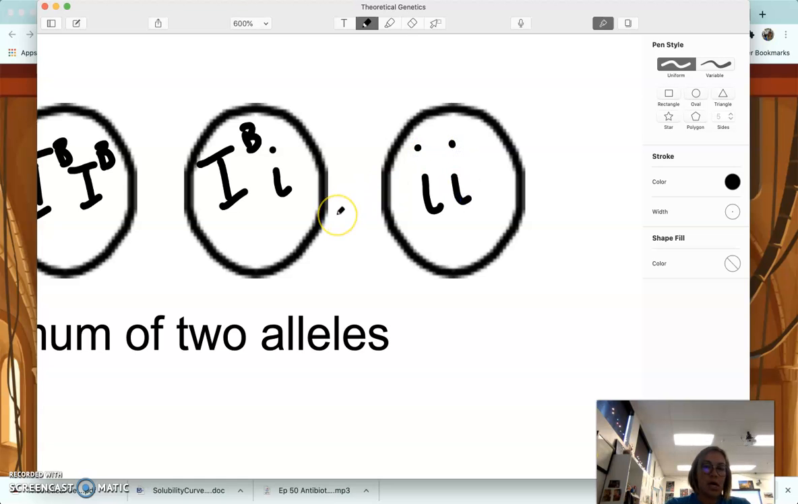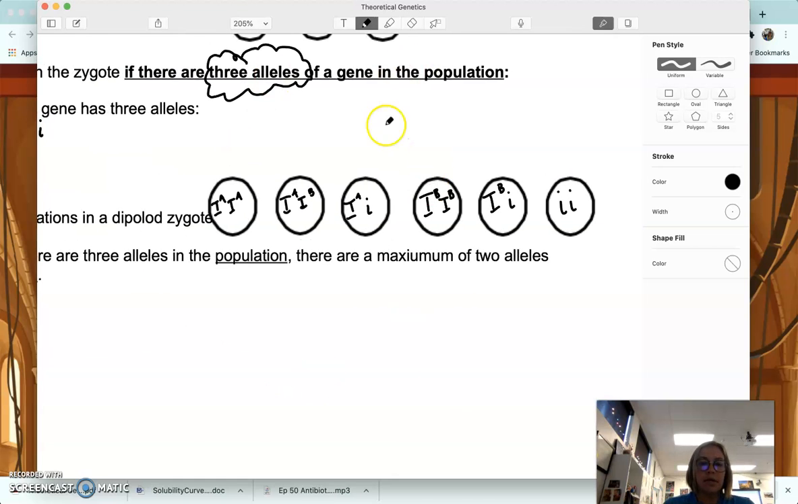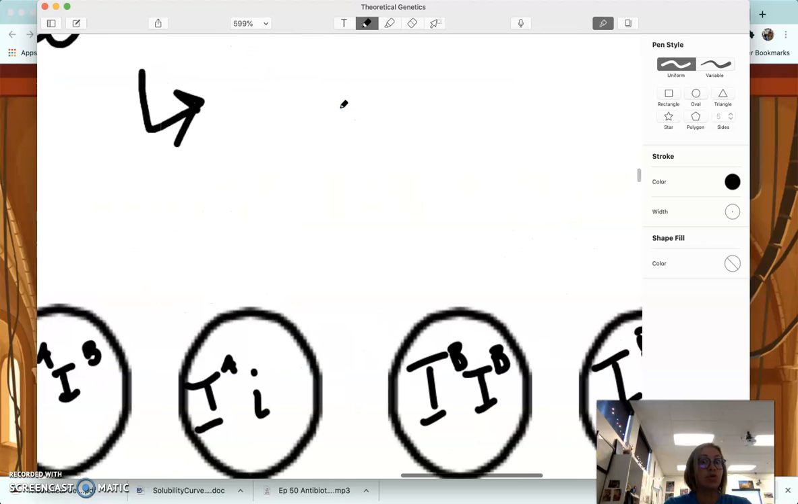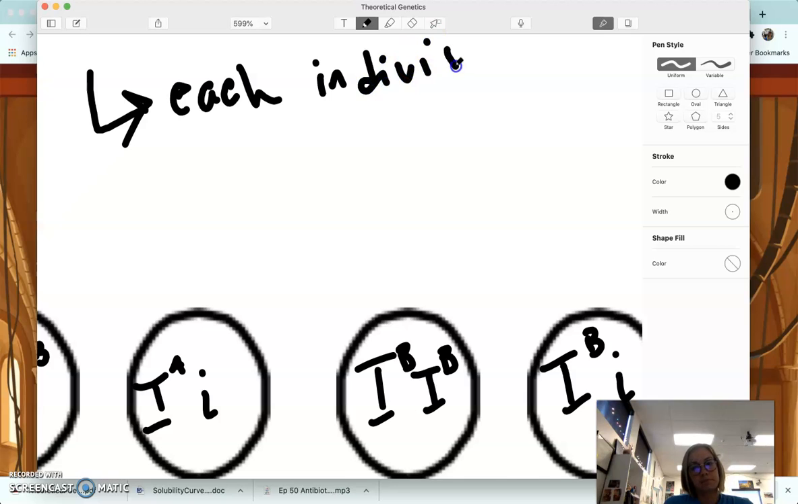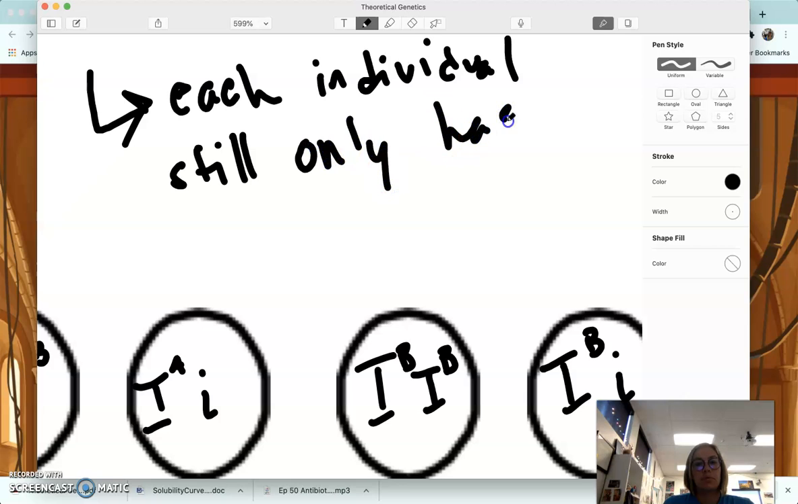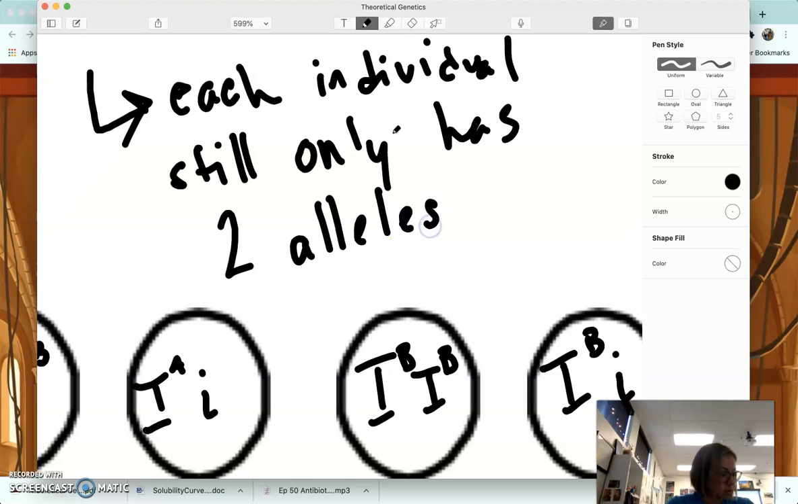I want to be sure and be very clear here that even though we have 3 different alleles, and remember, there's lots of different allele possibilities, but if we have 3 alleles in a population, each individual still only has 2 alleles. Okay?